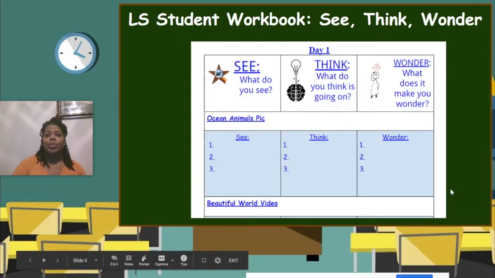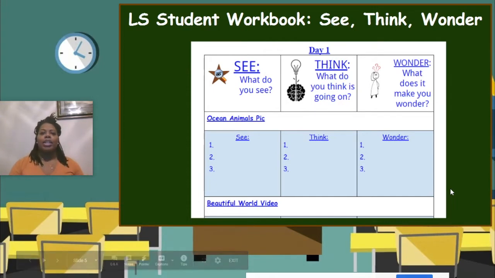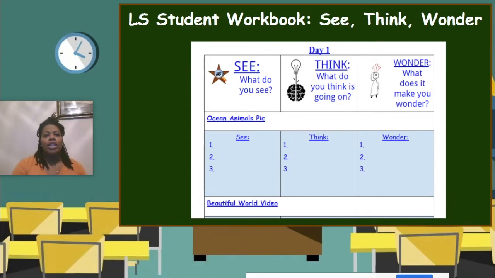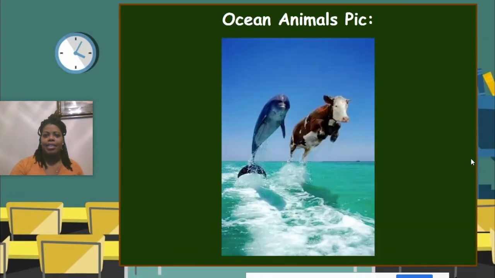Alrighty. So in our workbook, we have our See, Think, and Wonder chart there for day 1. So we're going to look at a couple of things. The first thing we're going to look at is this ocean animals picture. And I want you to type in what you see happening in the picture, what you think might be going on, and then what this picture makes you wonder about these ocean animals.